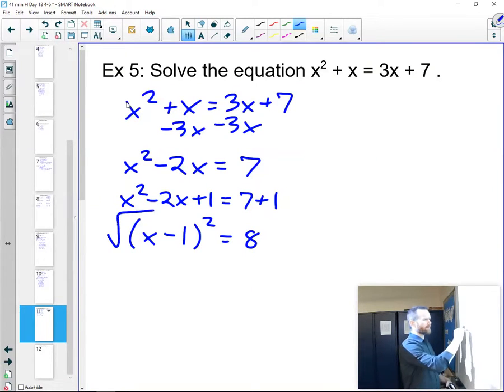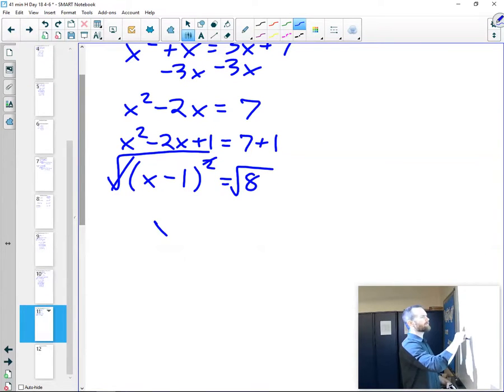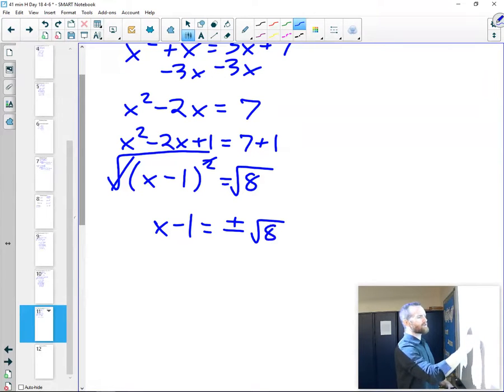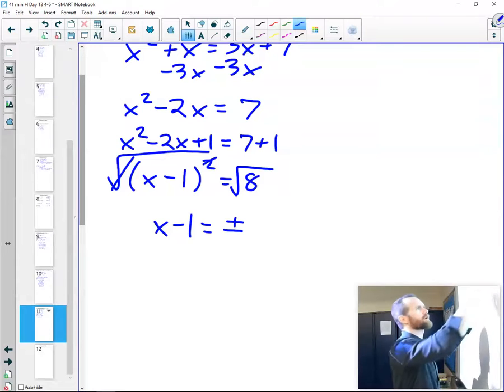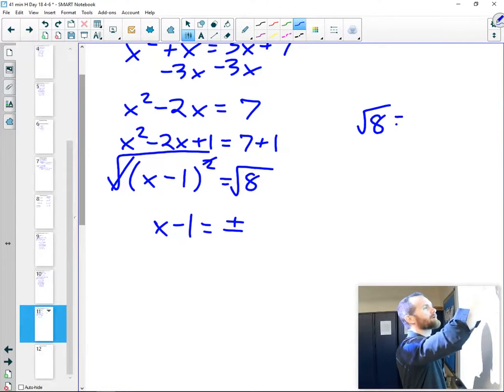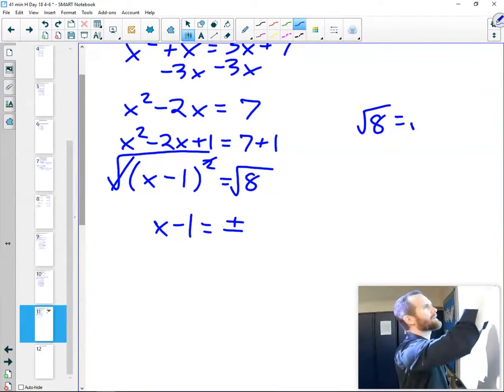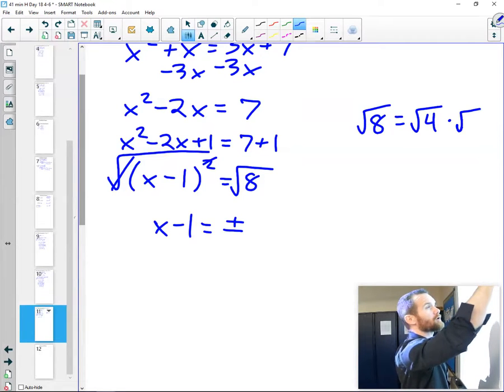Then we take the square root of both sides, cancel that out, and we end up with x minus 1 equals, I'm not going to write plus or minus the square root of 8 because we can simplify the square root of 8. Let's do this over here. So there's another little thought bubble. We can rewrite the square root of 8 as the square root of 4 times 2.